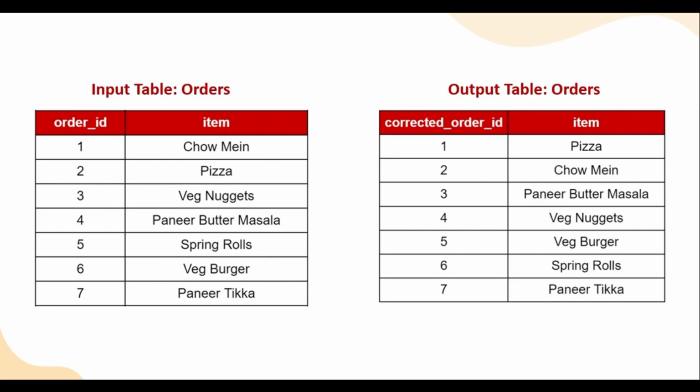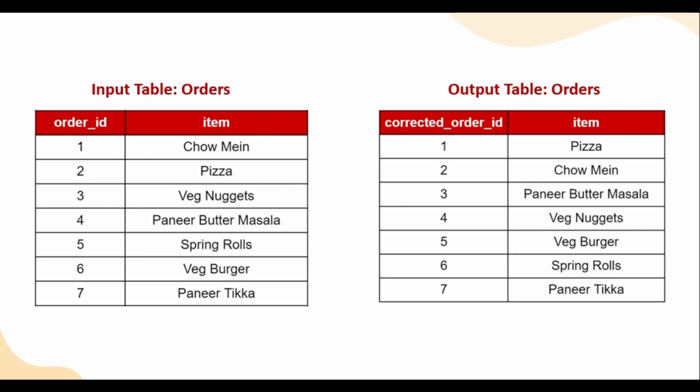You can just pause the video here and take a snapshot of the input and output table to see how order ID is paired with the wrong item and how the output table shows the corrected order of the items that match their intended order IDs. If you clearly see, order ID 1 was referring to chow mein and order ID 2 was referring to pizza in the input table. In the output table, order ID 1 is now referring to pizza and order ID 2 is now paired with chow mein. That means they have swapped the items.